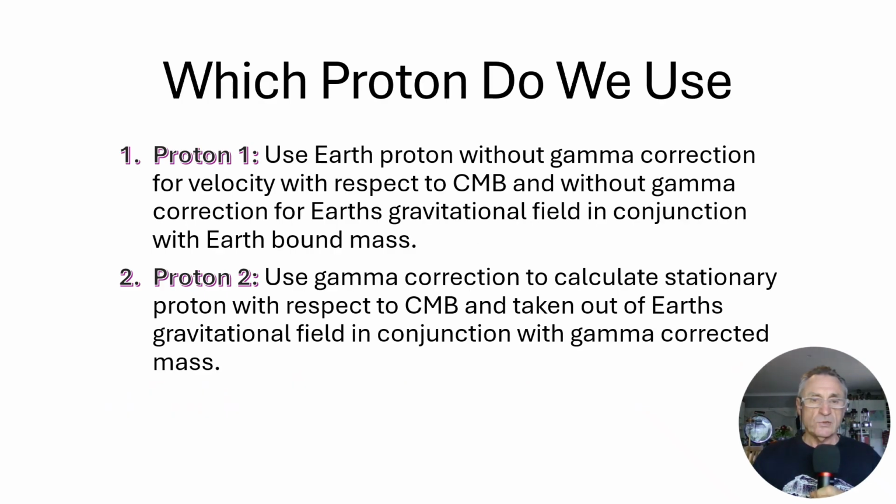Which proton do we use? For the purpose of this calculation, we will use an earthbound proton with an earthbound mass, as it is considered that the relativistic effects of Earth's speed with respect to the cosmic microwave background and Earth's gravity will have negligible effects. Proton 2 uses gamma correction to calculate a stationary proton with respect to the CMB and taken out of Earth's gravitational field, in conjunction with a gamma corrected mass.